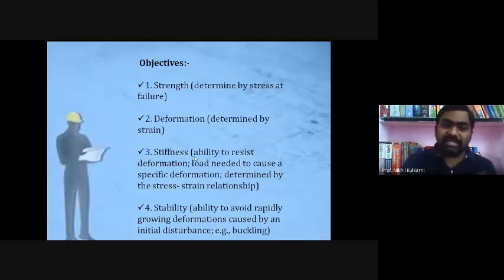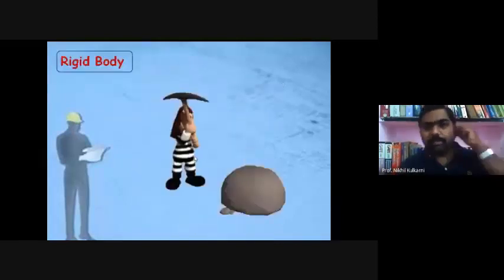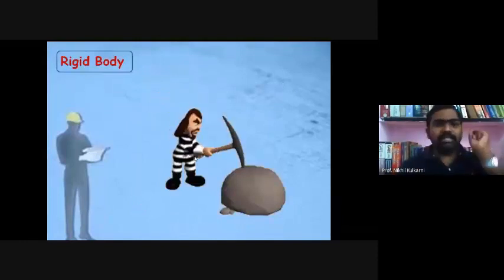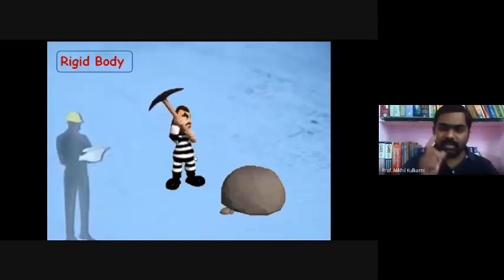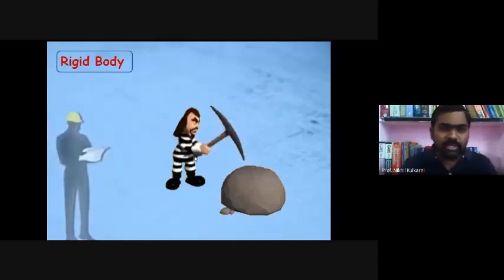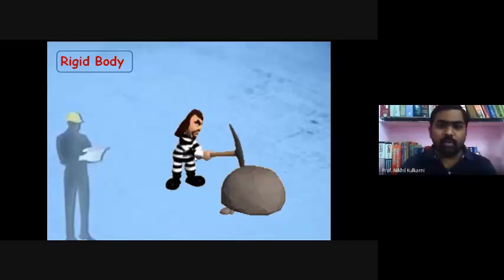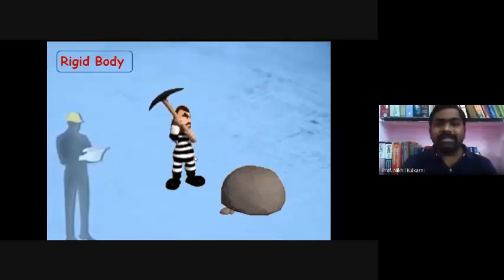Stability, whether the structure is stable or it is having a little bit of shaking, or any deformation, that also we need to check. Second, now some bodies we have learned, that is the rigid body, elastic body and plastic body you have learned in mechanics. But also I will go through here the rigid body. Rigid body means what? The person is hammering that stone, but that stone does not have any deformation.